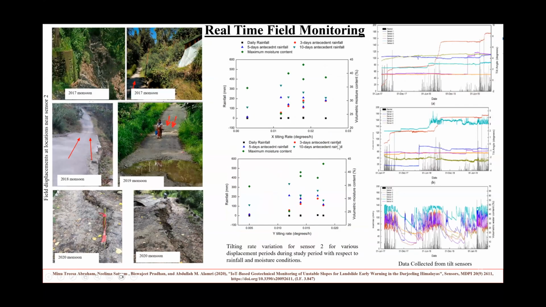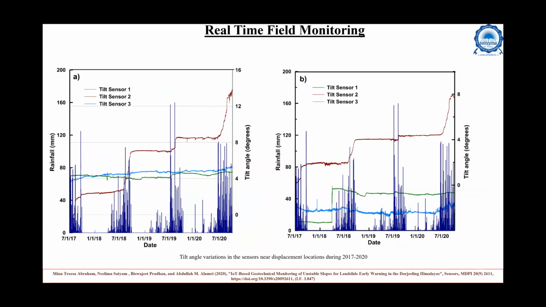Then we tried to look at the data. We also had a volunteer at the site who keeps sending photographs and some videos of this region. You can see here a kind of subsidence at these sensor locations, and also the cracks. Then we looked at the tilt angle variations for all the sensors, up to 17, 18, 19, 20. This is 4-year data.